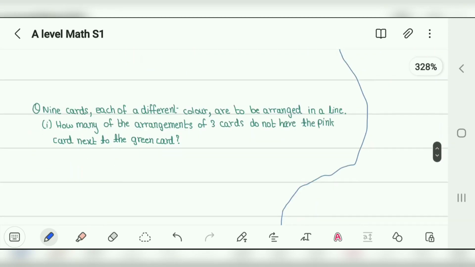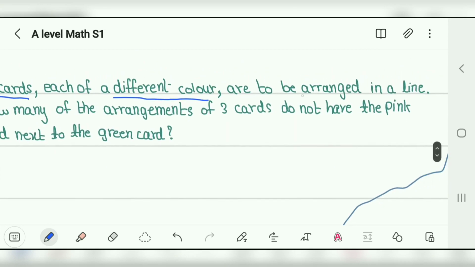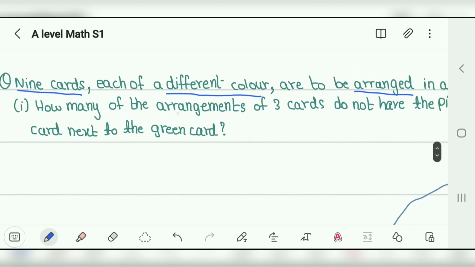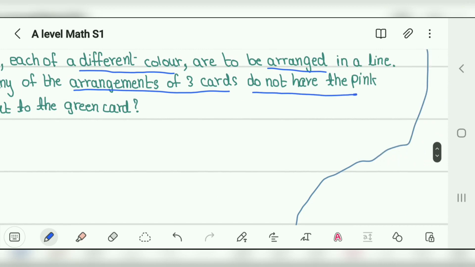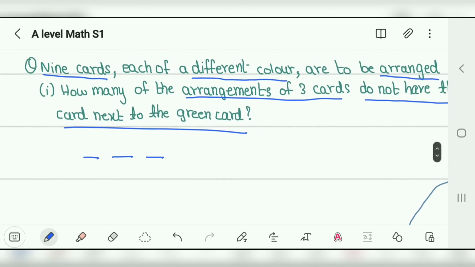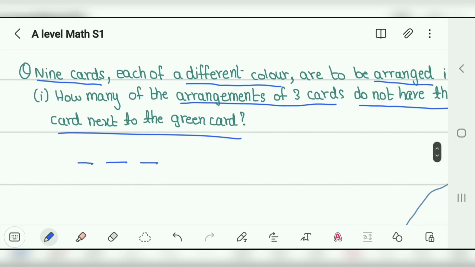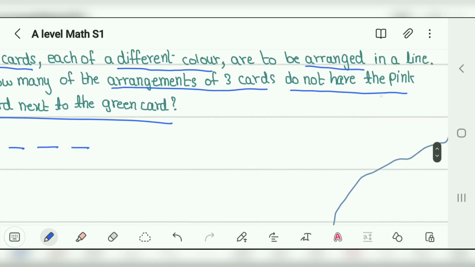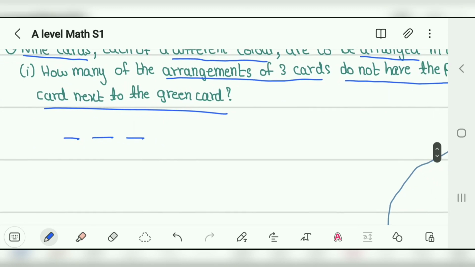Okay, another question. 9 cards, each of a different color, are to be arranged in a line. How many arrangements of 3 cards do not have the pink card next to the green card? So there are 9 cards and we have to make an arrangement after selecting any 3 cards from 9. Okay, so here's what you're going to do. Do not have the pink card next to the green card. So let's suppose that pink is out but green is in.